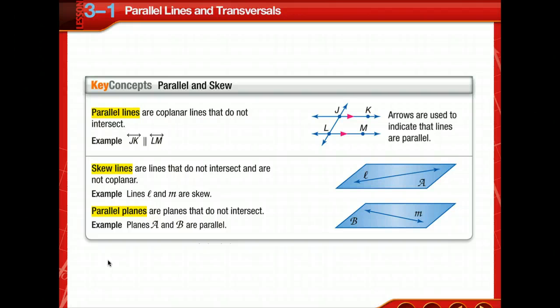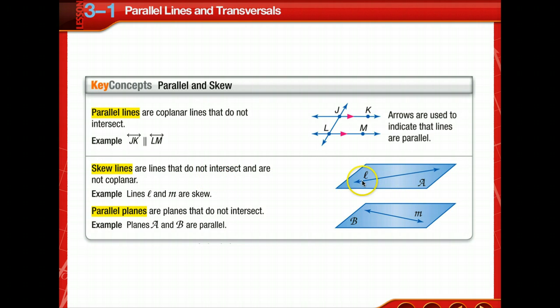So now we're going to discuss the relationships between lines and planes. And we have a couple of key concepts here. Notice that this symbol means parallel lines, so you'll need to make sure you notice that. And also arrows. See these pretty pink arrows? They're used to indicate that lines are parallel. So if we're not told they're parallel, if we're not given this symbol, we could be shown that they're parallel by the markings. Now skew lines, they're lines that do not intersect and they're not coplanar.